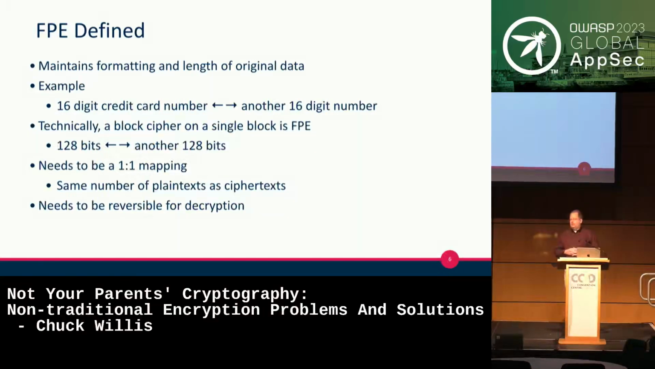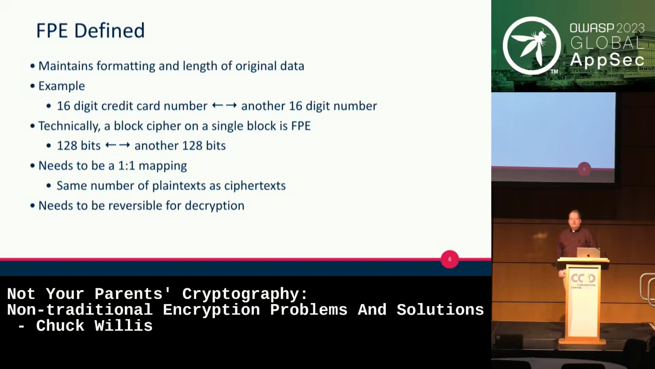So a very common example for this would be something like a credit card number. A credit card number is going to be 16 digits, and if you want to do format preserving encryption on it, you're going to convert that into another 16-digit number. Technically, a block cipher is also a way of doing that because you're translating bits to bits.